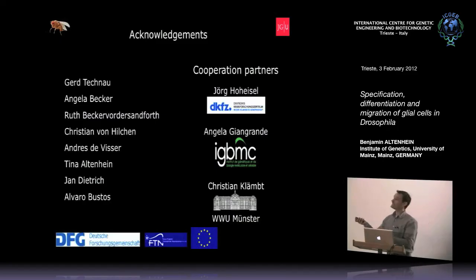I'm just summarizing that. So basically, things that are done in the Klämbt lab. Angela Becker was involved in the microarray screen. Ruth Becker, as a PhD student, investigated all these different marker genes and found that glial cells in the CNS are individuals. We're all individuals, and the glia as well. Christian von Hilchen was involved in the migration story as well as in the ablation story. Andres de Visser is doing larval behavioral crawling assays for Nazgul mutants.